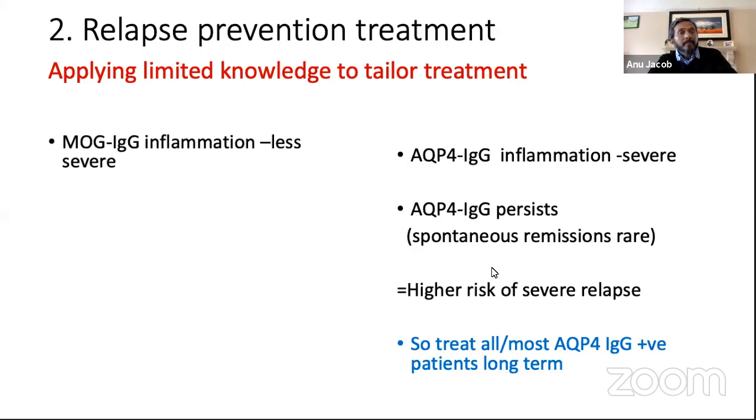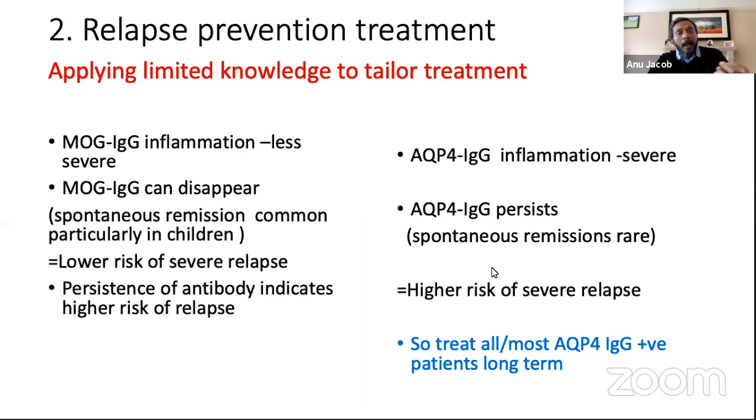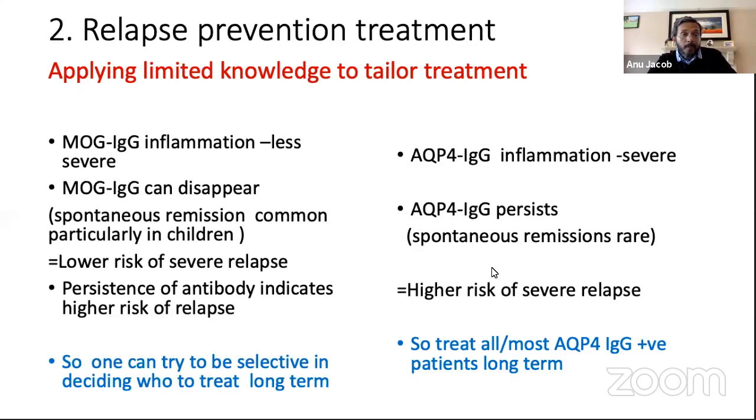For MOG, we know that the inflammation is less severe. The antibody can disappear, and spontaneous remission is common, particularly in children. And therefore, overall, there is a lower risk of a severe relapse. The persistence of the antibody indicates a higher risk of relapse, while its disappearance may be a positive sign. So one can try to be a bit more selective in deciding who to treat long-term. Again, we're trying to tailor treatment. We're trying to avoid unnecessary treatment. And there are always going to be difficult situations.